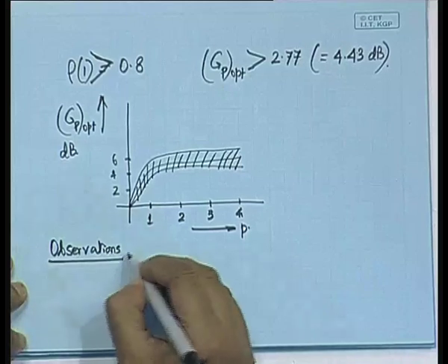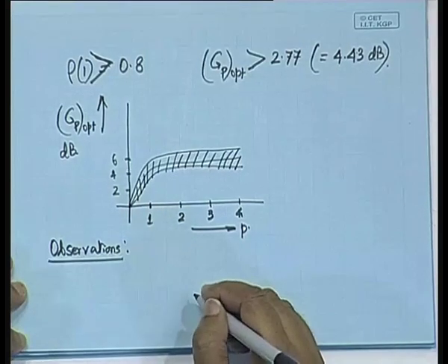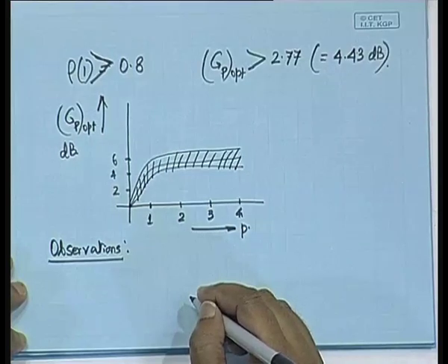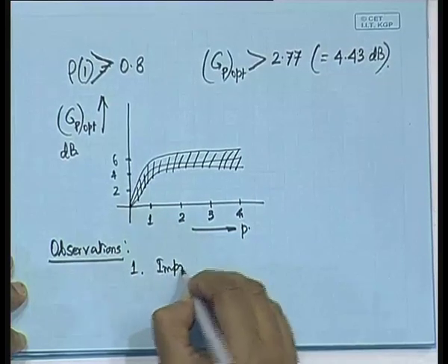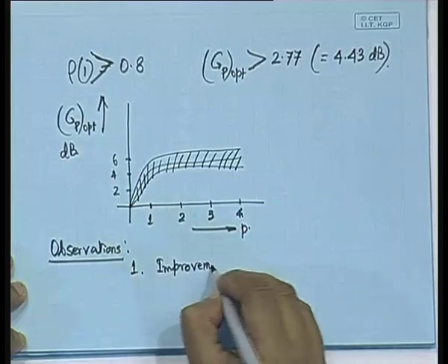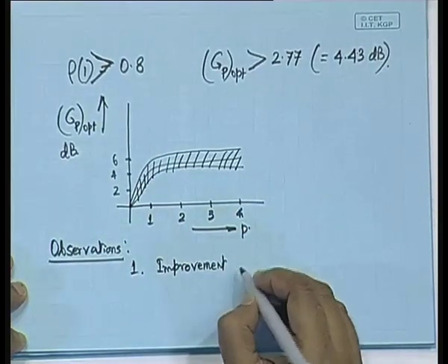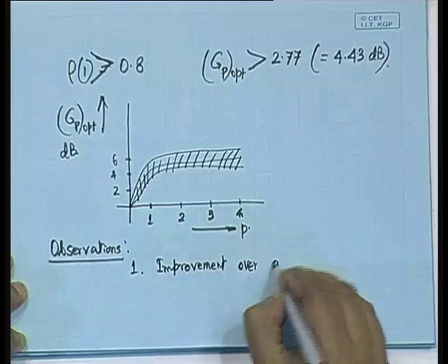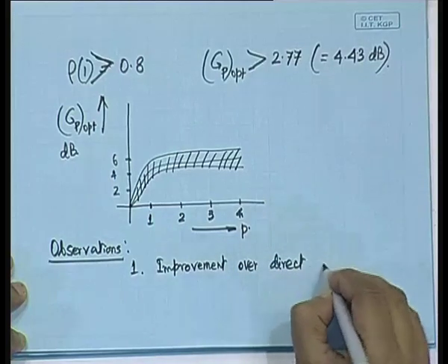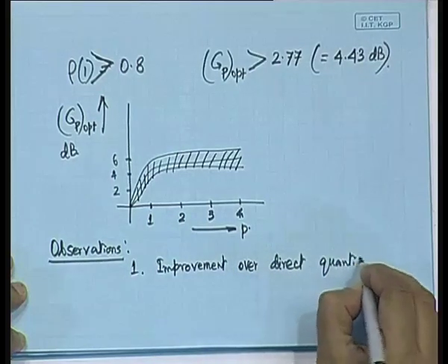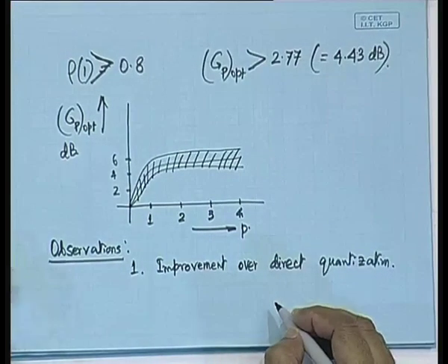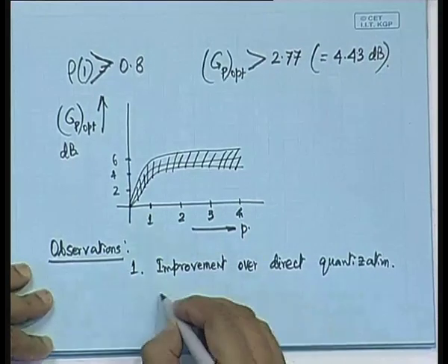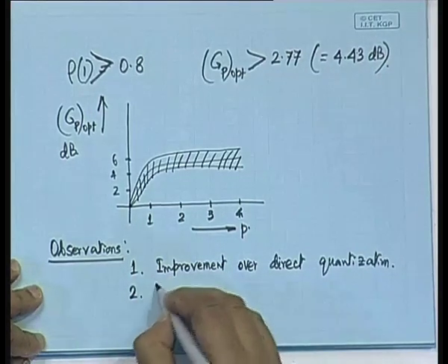Okay. Now, our first observation is that the differential quantization yields improvement over direct quantization. So, the first observation is definitely we conclude that it offers improvement over direct quantization. And on what factor is the amount of improvement dependent? What is the major factor? Correlation. Okay. So, the amount of improvement is dependent upon correlation.